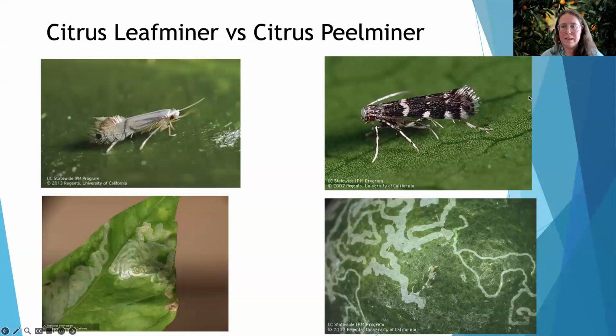The main difference, though, is that citrus peel miner larvae burrow through the fruit peel and stems of citrus rather than the leaves, as you can see in this photo down here of citrus peel miner mines on the surface of a green citrus fruit, versus citrus leaf miner larvae usually only burrow through the leaves.